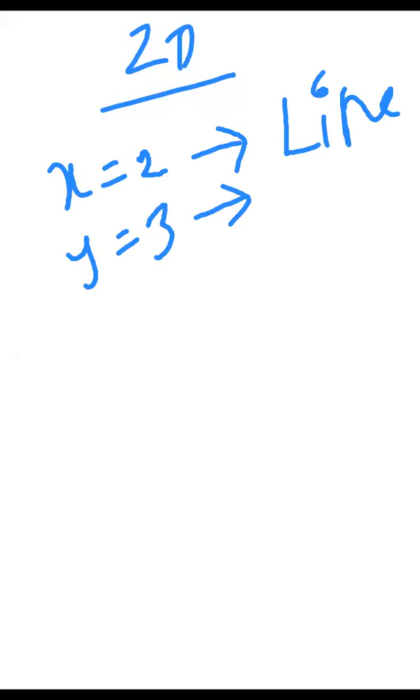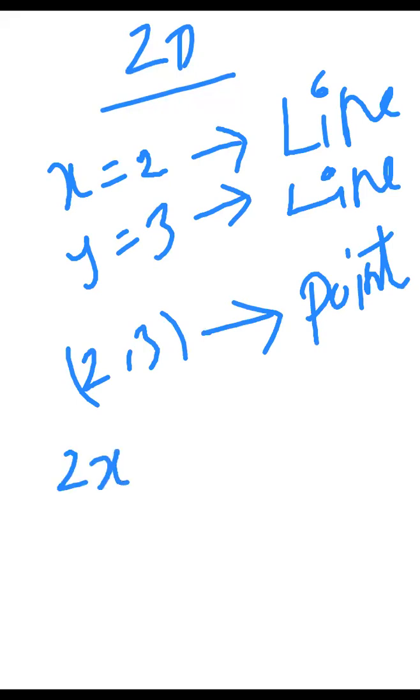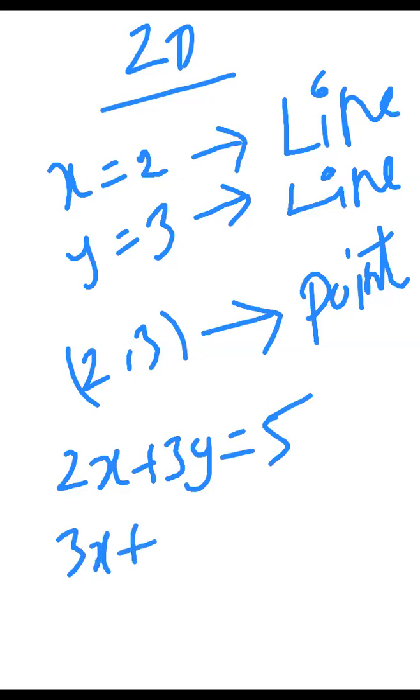Suppose it is x comma y, say 2 comma 3, then the intersection of two lines will give you the point. And there was another way to get the point. Say for example, the equation is like this: 2x plus 3y is equal to 5, and a completely different, independent equation, say 3x plus 2y is equal to 6.